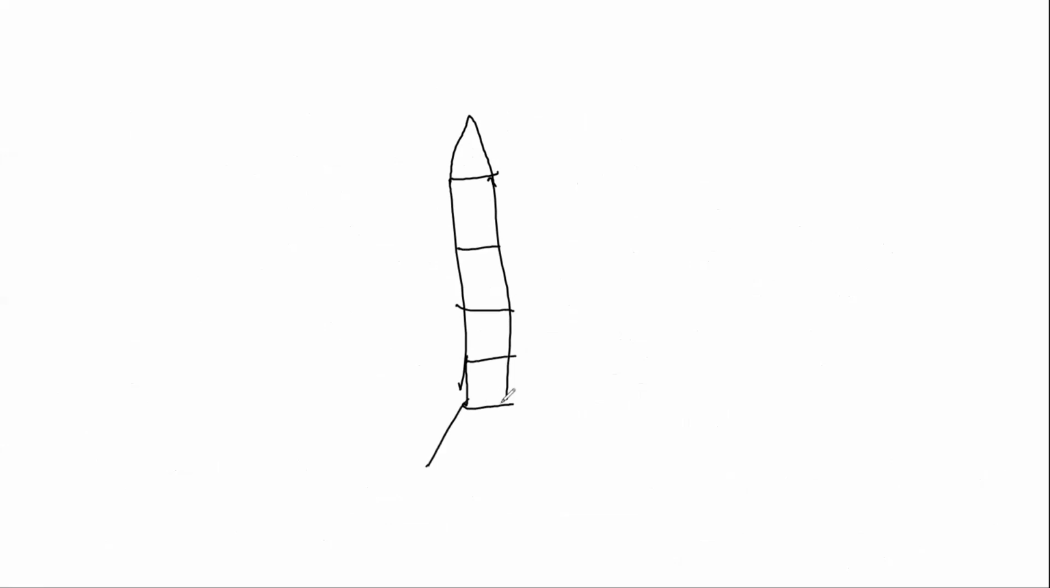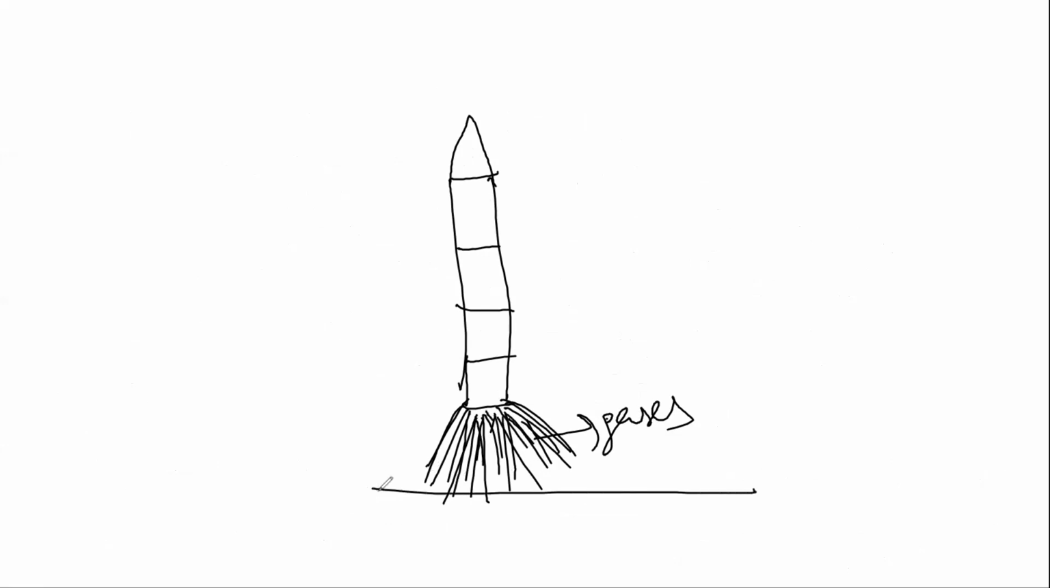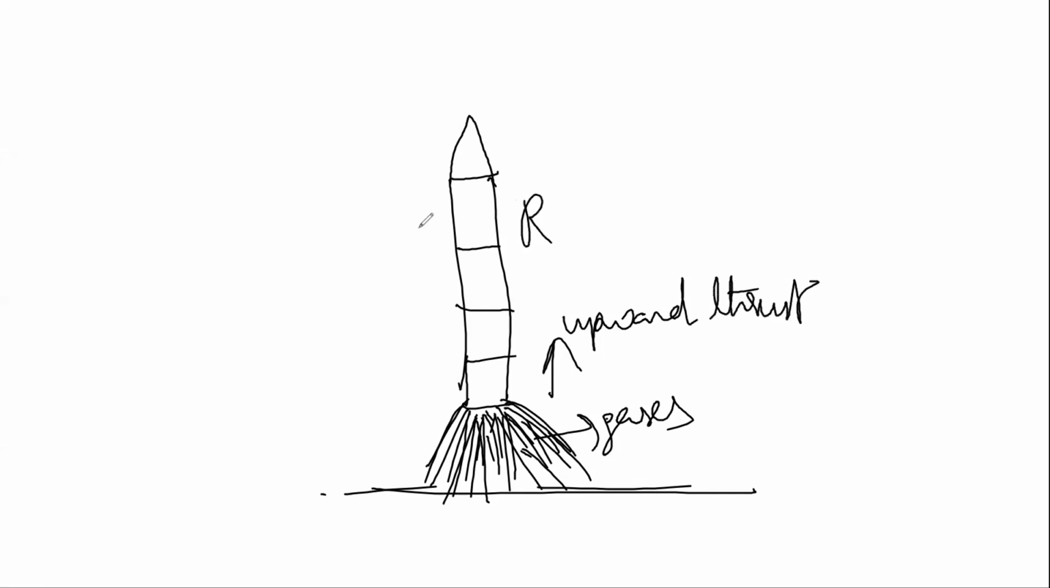If I have a rocket, it exerts some pressure outward by using those effluent gases. Because these gases are coming out in the downward direction, this gives an upward thrust onto the rocket, such that the rocket will move upward.